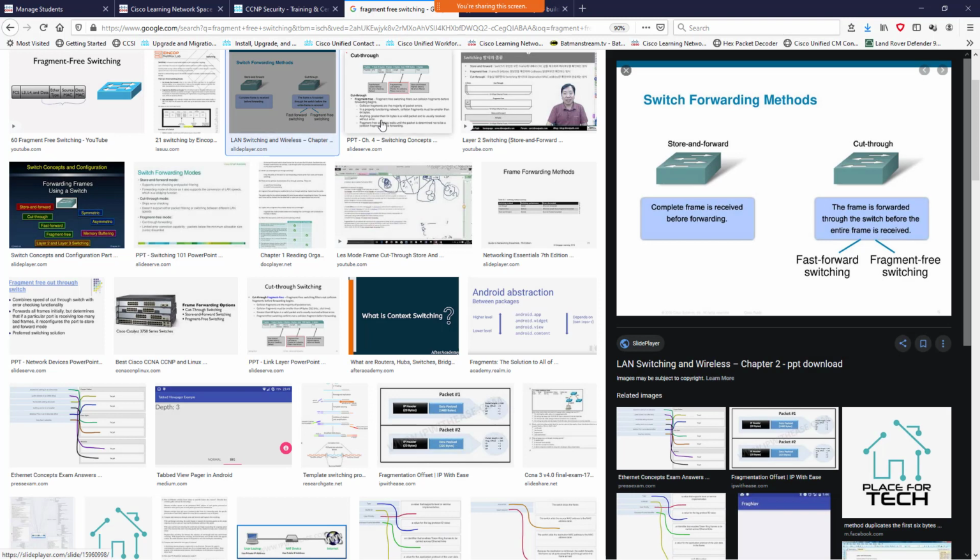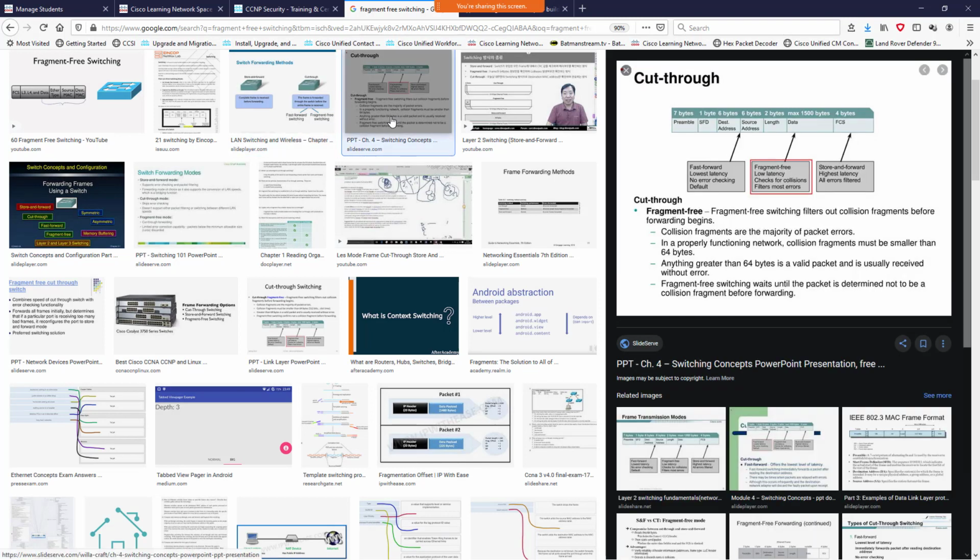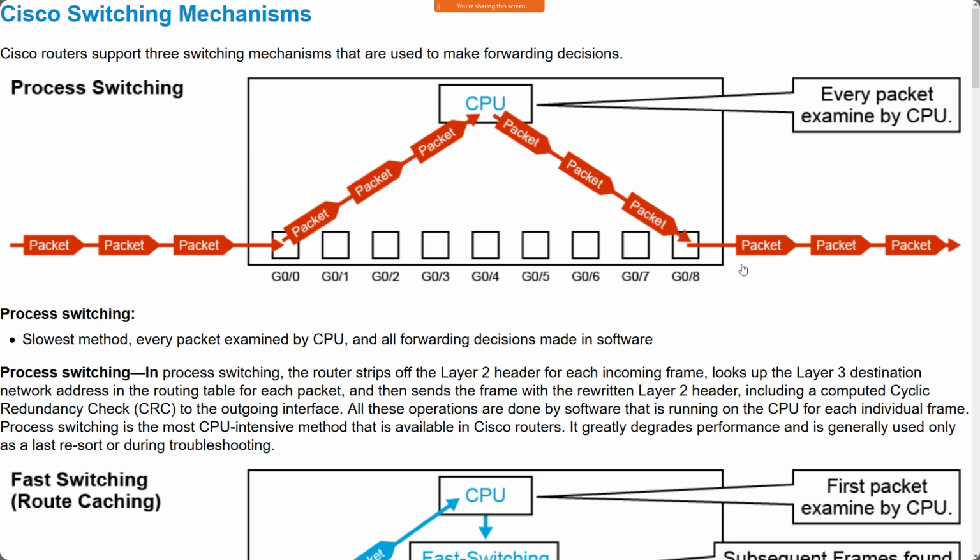Cut through. Where's fragment free? Yeah, first 64 bytes. All right. So what it does is it processes the first 64 bytes of the frame, which means that most likely it's not a fragment, because fragmentation typically occurs in the beginning of the frame. So it's most likely a legitimate frame, and we can process that frame without having to store the entire frame and then send it through. So I wanted to talk about that before we got into this piece here. This is kind of unrelated.